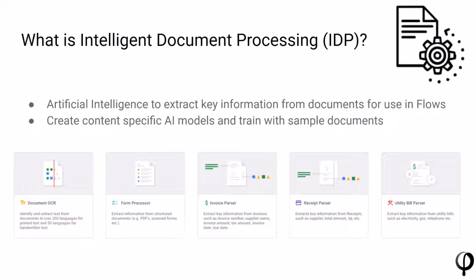Now, with the launch of this feature, we're shipping with 5 generic AI models that you can use and customize to use in your flows. We have a document OCR model, where this is basically if you had a page of text and you wanted to be able to digitize all of that text and use it as part of a process, then you'll go ahead and use that OCR model. It can understand 200 different languages of typed text and can even understand 50 languages of handwritten text. So quite a powerful AI model there.